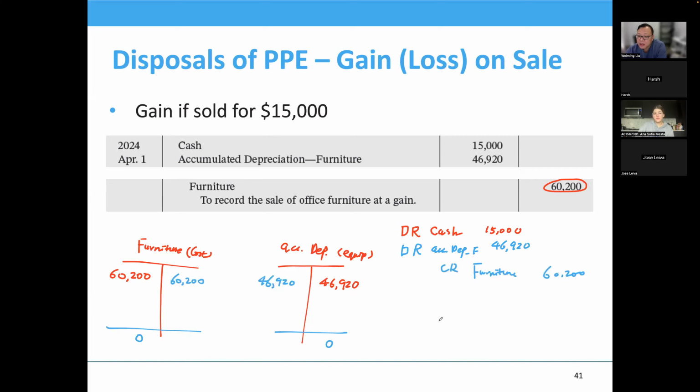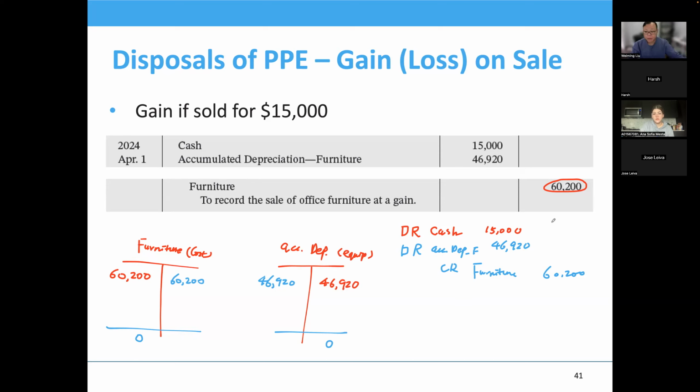Yeah, okay. So now I need to know, is this a gain or loss, right? For any journal entry, you have learned that the total debit has to equal the total credit, right? So at this point, I want to ask you, what is my total debit and what is my total credit? Can anyone tell me what's my total debit?